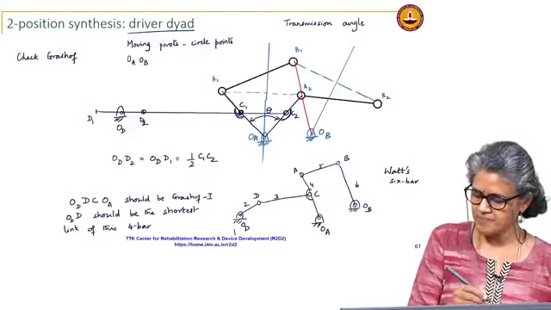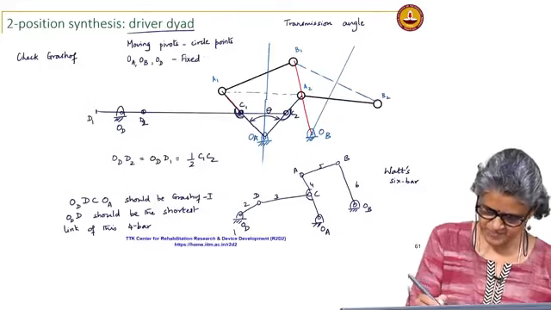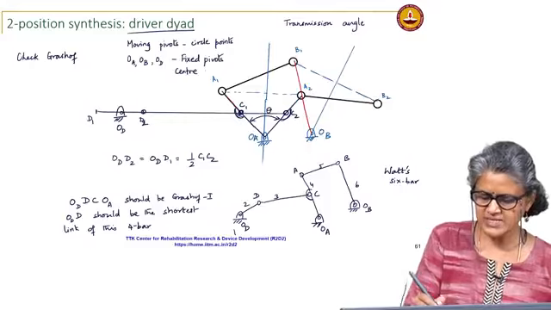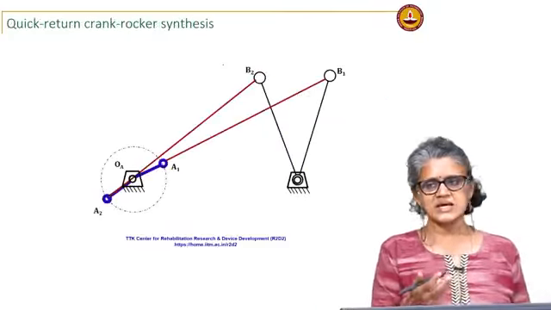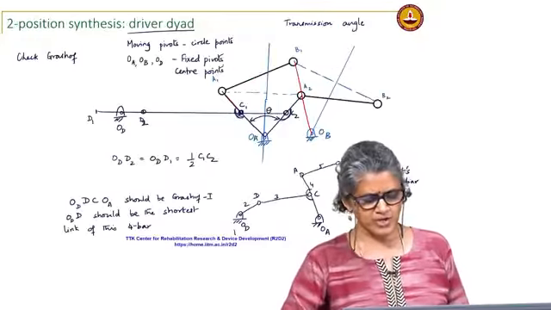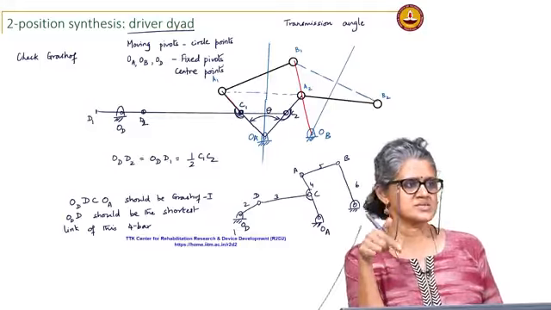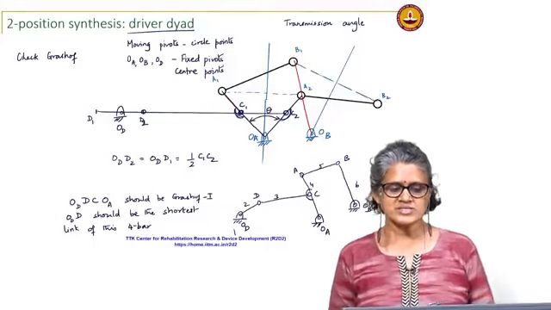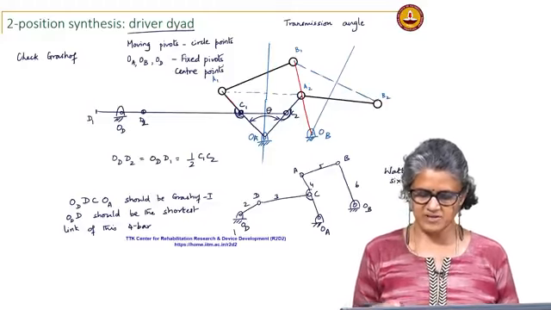OA, OB and OD are called the fixed pivots or the center points. So, you will see this terminology used interchangeably. If I say center point, it means fixed pivot. The center point corresponding to circle point A is OA. So, circle points and center points are used interchangeably with moving pivots and fixed pivots respectively.